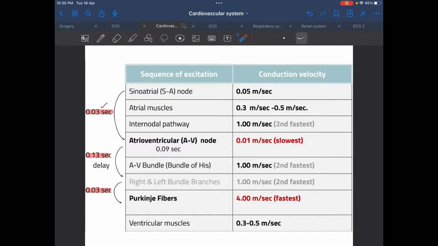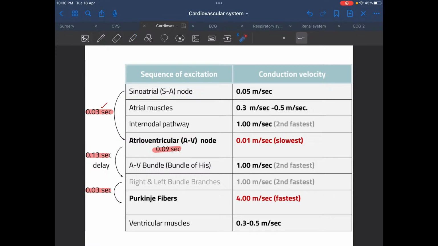As soon as the impulse reaches the AV node, that portion of the conducting system is very slow and very small in amplitude because it has fewer gap junctions as compared to your SA node. So here the AV node is going to delay it. As you can see, the conduction velocity of the AV node is the slowest, that is 0.01 meters per second. So here there's going to be a delay of 0.09 seconds. Can you see it? So the delay is about 0.09 seconds.